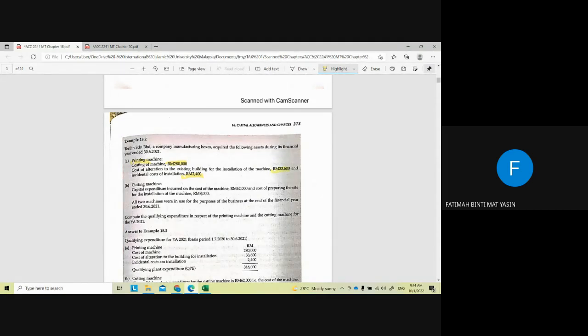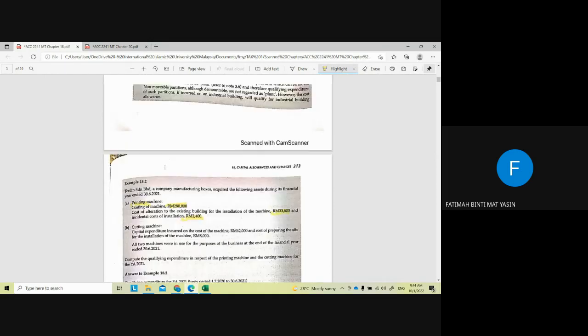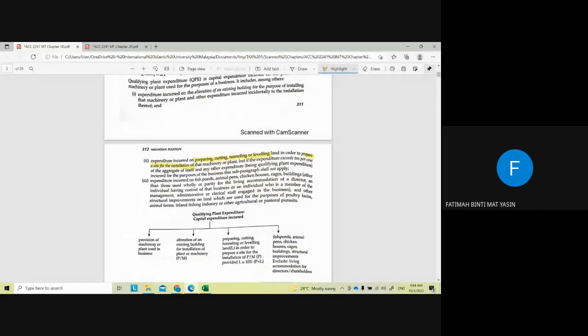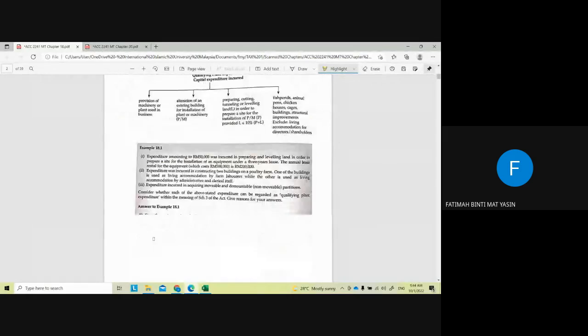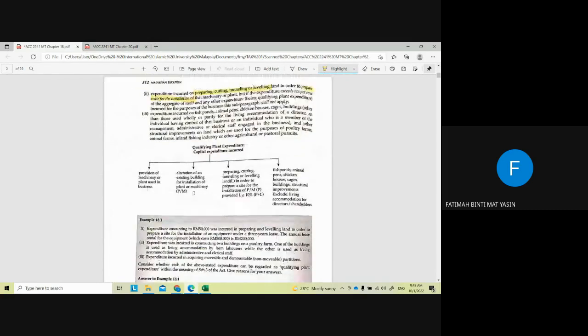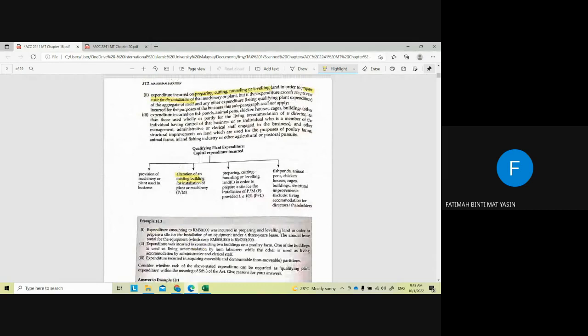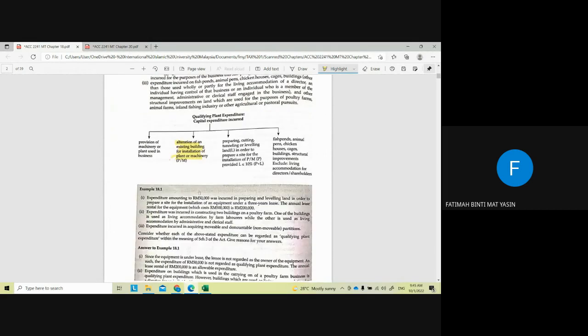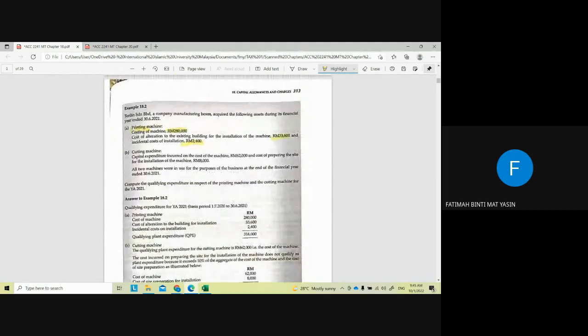Okay, because for the costing of the machine, we know that there is a cost. So that one is referring to the provision of machinery here. And then for the cost that the company incurred, which is this one, 33,600 and also 2,400, it actually falls under this category, which is alteration of an existing building for installation of plant or machinery. Okay, so that's for A.